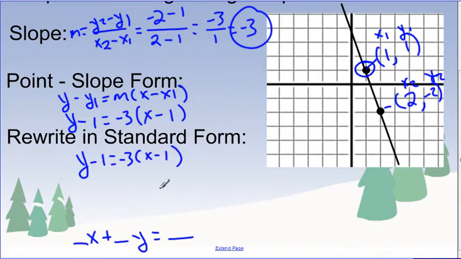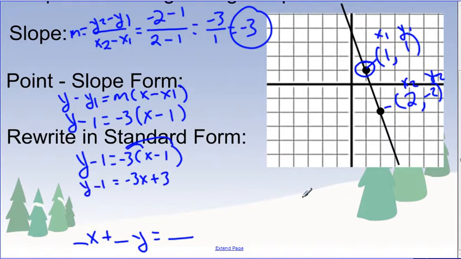So we look at our equation, and we want to solve. We're going to use those same 5 solving steps we did before. First things first, get rid of them parentheses by distributing. So I'm going to distribute here. This gives me negative 3x plus 3.